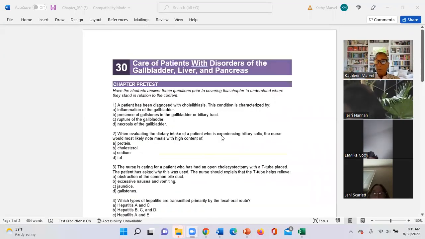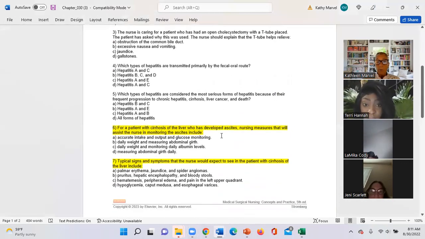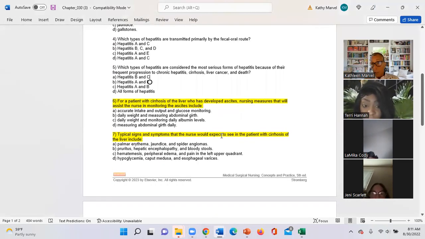Everybody see that? So I really want this to be interactive. So chapter 30, the only thing we covered in chapter 30 was, who knows what we covered in chapter 30 from your readings? We covered cirrhosis, right? You guys remember that? We didn't cover the whole chapter. We just covered cirrhosis.